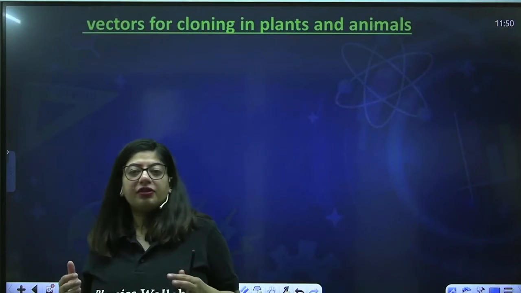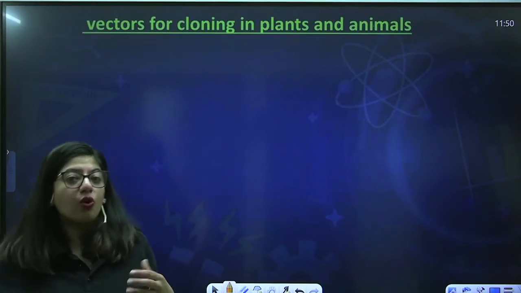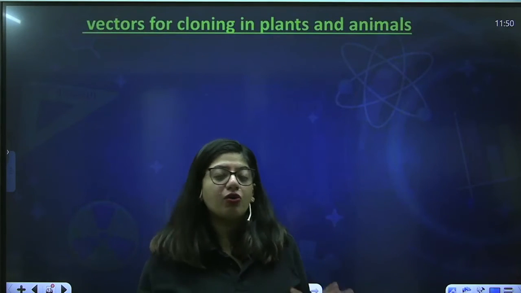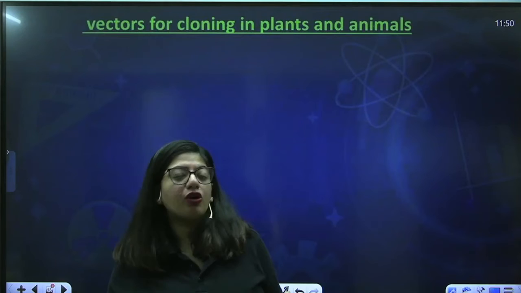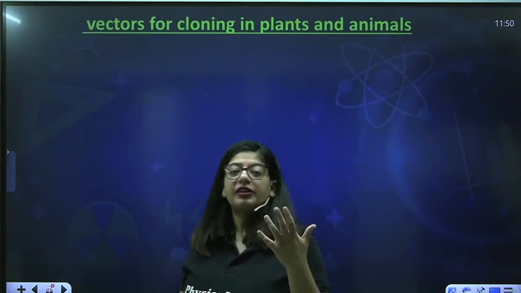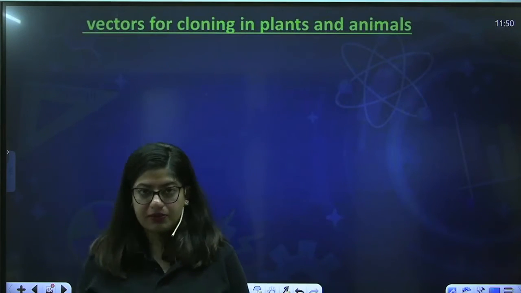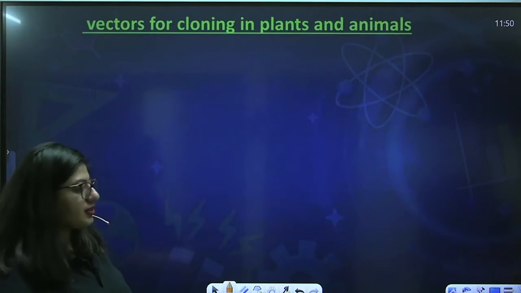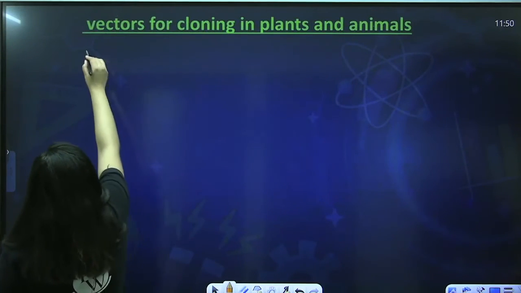So plasmid was a vector that was used when the host is a bacterium like E. coli. But what if the host organism is a plant and you want to transform a plant cell? Then what vector can we use under such circumstances? So first we'll talk about plants and then we'll go for animals.